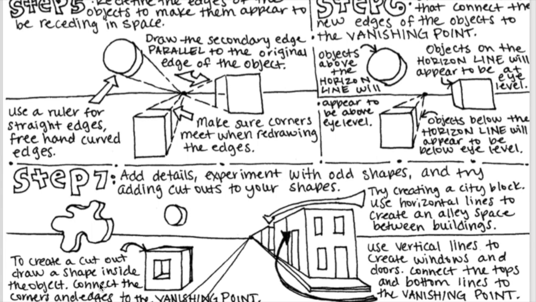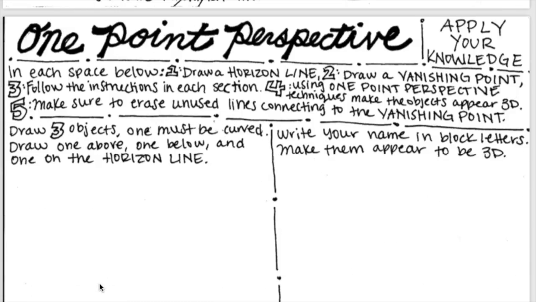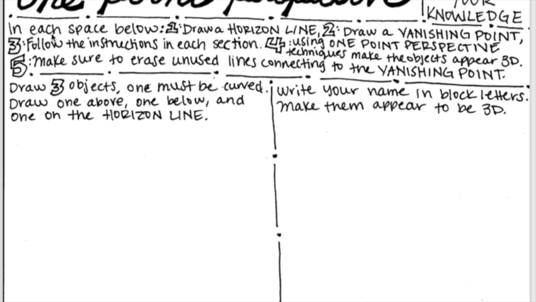Okay, and then if we want to look at page 2, our directions for our assignment this week, it says 1 point perspective, apply your knowledge. In each space below, draw a horizon line, draw a vanishing point, follow the instructions in each section, use 1 point perspective techniques to make the objects appear 3D, and make sure to erase unused lines connecting to the vanishing point. Okay, so in our Google Classroom or paper assignments, this first one that says draw 3 objects is prompt A, and the second one that says write your name in block letters is prompt B.